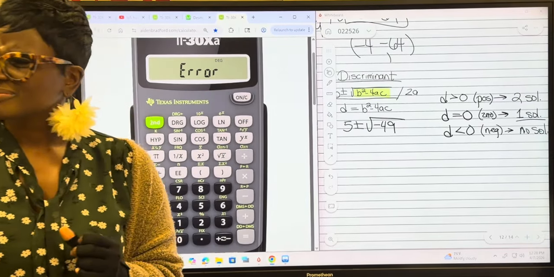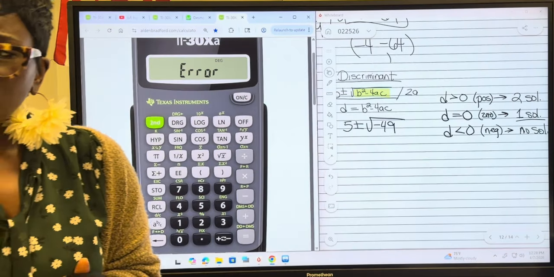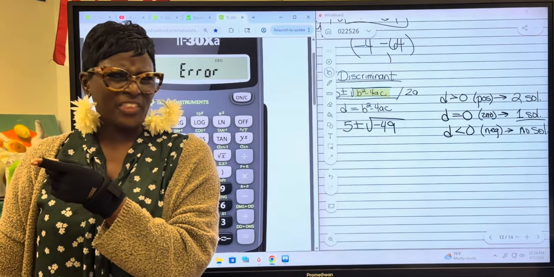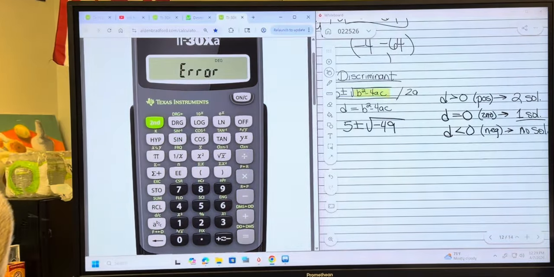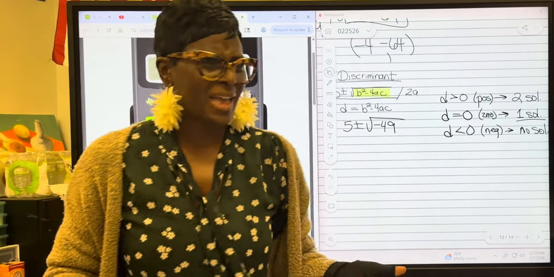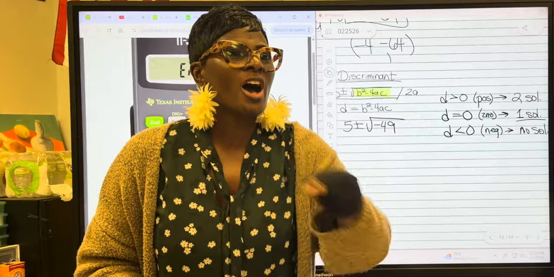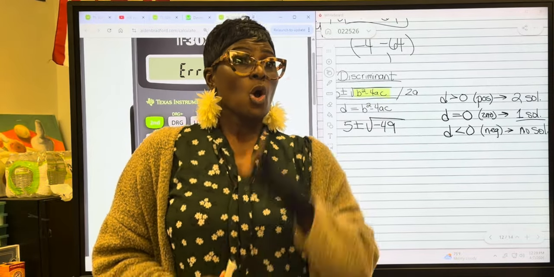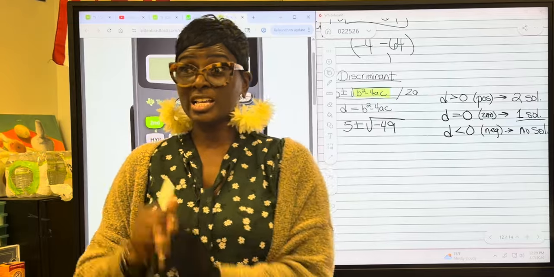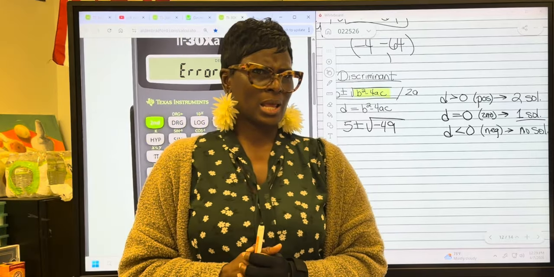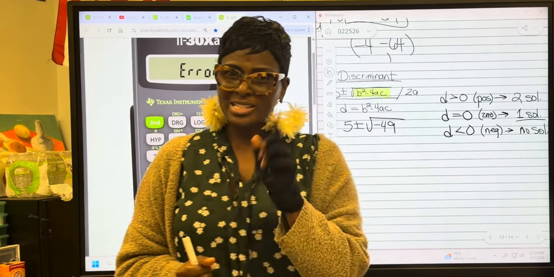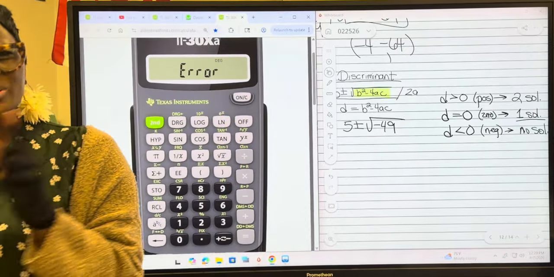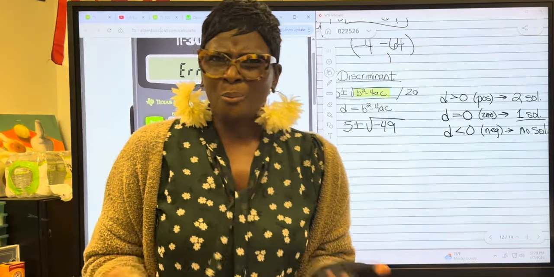Why are we getting an error? Because you can't square root the negative. But I just told you that in the error. But how do you know that? What is the square root of negative 49? 7 times 7 is positive 49. What's the square root of negative 49? Negative 7? What's negative 7 times negative 7? What's a negative times a negative? Positive.